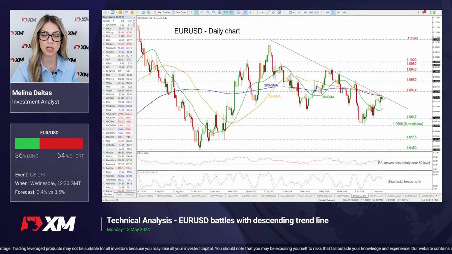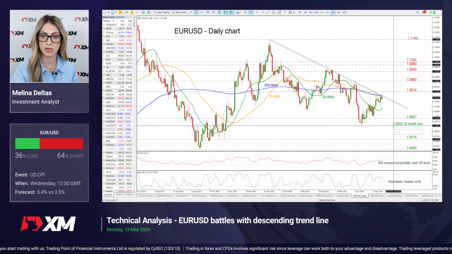200-day SMAs, as well as with this medium-term descending trend line around the 1.0785 level. If the market breaks these levels here, then it may challenge the 1.0814 ahead of the 1.0880 and the 1.09 resistance levels. Alternatively, a pullback to the downside, it may first find support at the 20-day SMA of 1.0712 ahead of the 1.0647 and the 5-month low of 1.06.